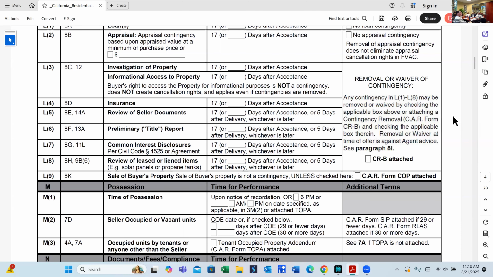That's the first step: informational access to property. It is not a contingency. It's just specifying the duration of time that the buyer has the opportunity to continue with investigations. Now, in today's market, if a buyer gets a roof inspection, a chimney inspection, no matter what those inspections are, they have an obligation, following a termination of the contract, to provide all those reports to the seller.